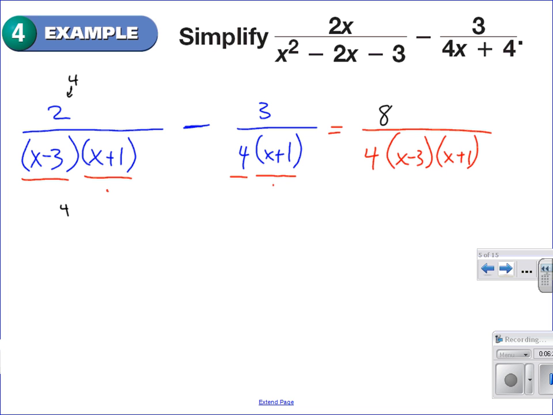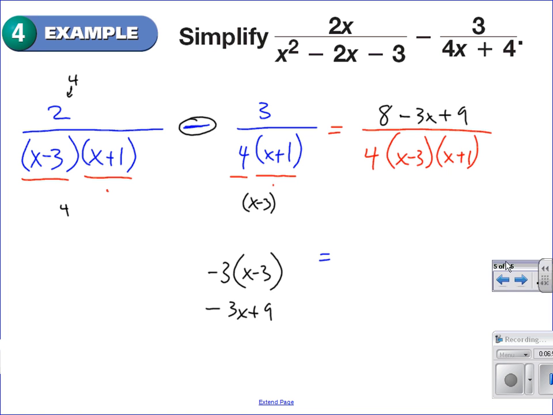This guy, this denominator, is missing an x minus 3. So I need to multiply the negative 3 by, so I'll just do this down here, negative 3 times x minus 3. So we can see this clearly as minus 3x plus 9. Minus 3x plus 9. Okay.